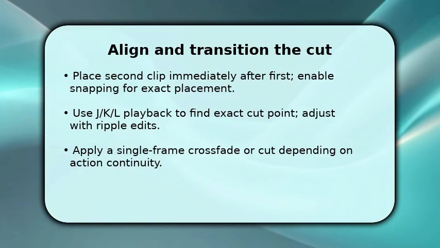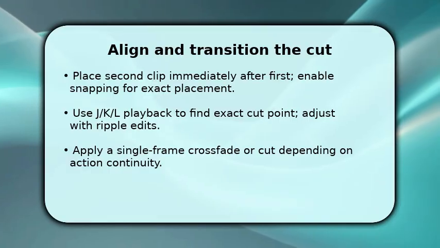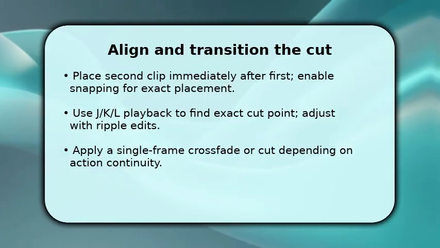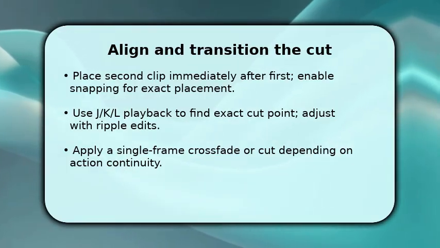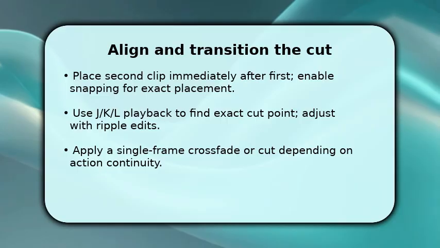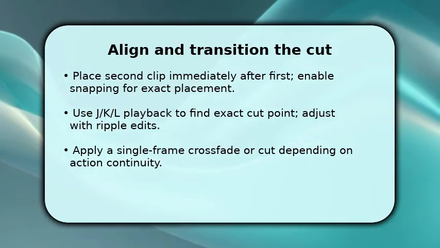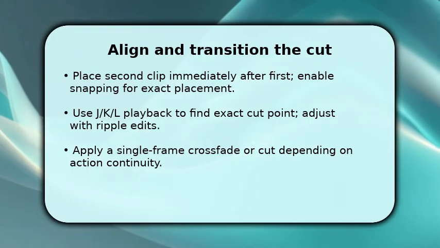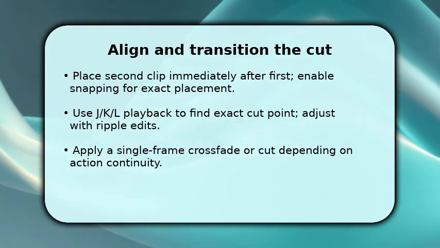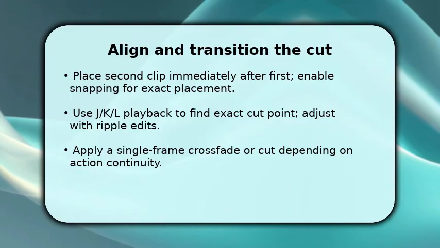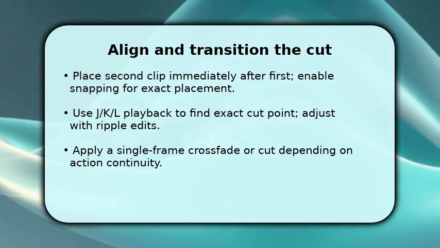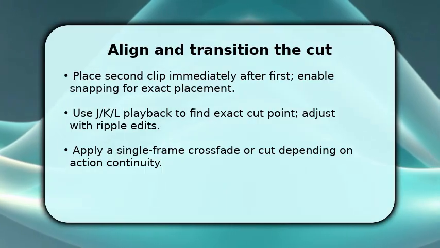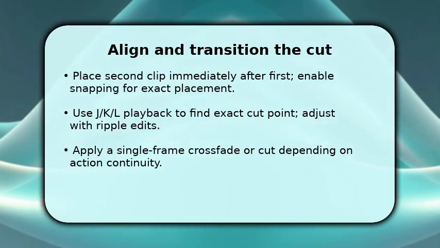Once the first clip sits correctly, drag the second clip directly after it, using snapping for a flush join. Play with J/K/L to shuttle to the precise frame where the visual action or audio wants to continue, then use Ripple Edit to nudge boundaries without leaving gaps. If motion is continuous, choose a straight cut for punch. If there's a mismatch, apply a short crossfade or dissolve of 1 to 3 frames. Make sure audio crossfades are matched so dialogue or ambient sound doesn't pop.